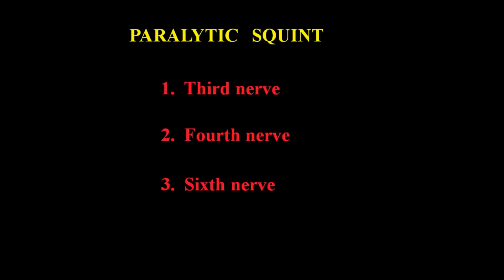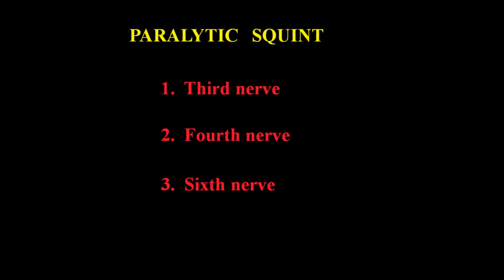To avoid that, what does the patient do? He does a face turn. Suppose he has a sixth nerve palsy on the left side, left sixth nerve palsy, then he will turn his face to the left side to avoid diplopia. Similarly, in fourth nerve palsy, what is the problem? Intorsion is affected. Because the eye is not intorting, he will tilt the head towards the opposite side.